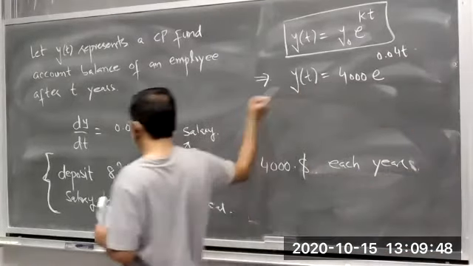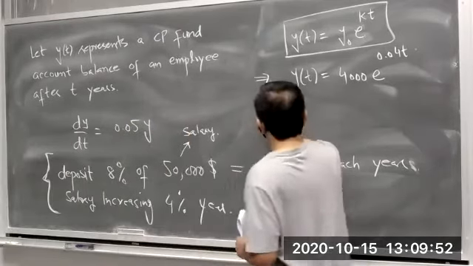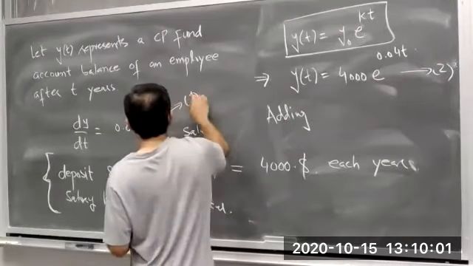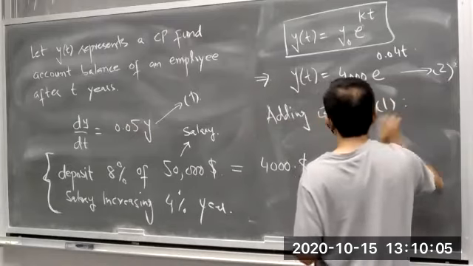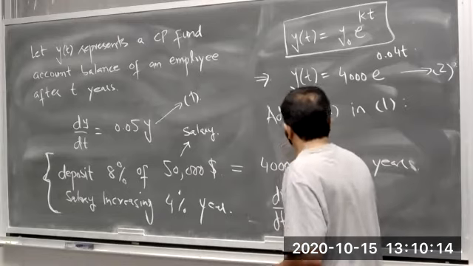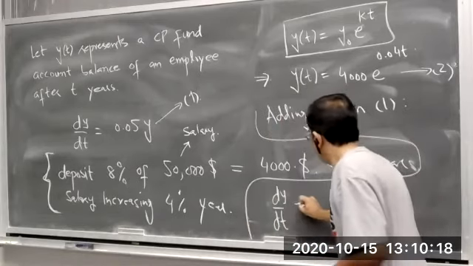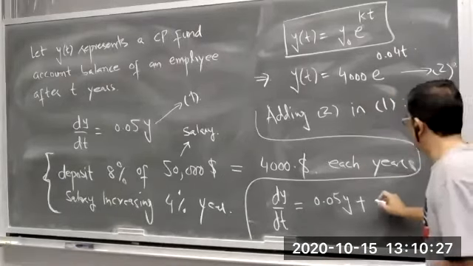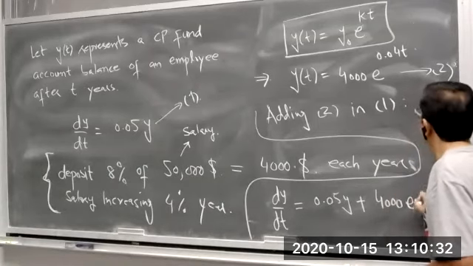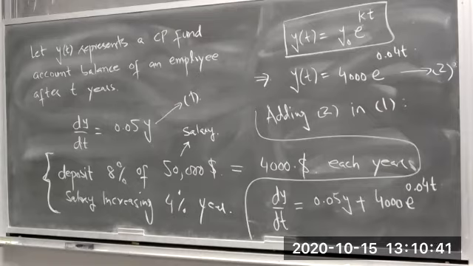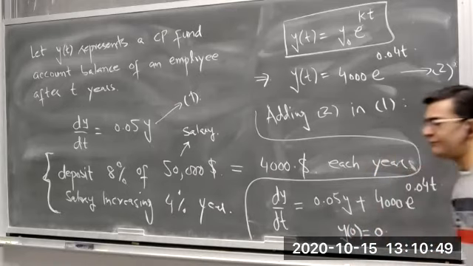Okay, now this continuous interest we will add in the differential equation. Now adding this thing, call it 2, and call this 1. Okay, adding 2 in 1, or including this in 1. What do we get? We get dy by dt is equal to 0.05y plus this increase in your amount, 4,000 e to the raised power 0.04t. Okay, with the initial investment what? Because in the first year you will have nothing, so here y at 0 is 0.